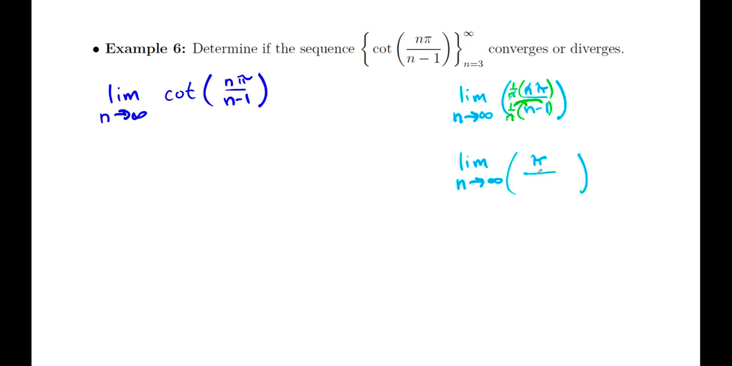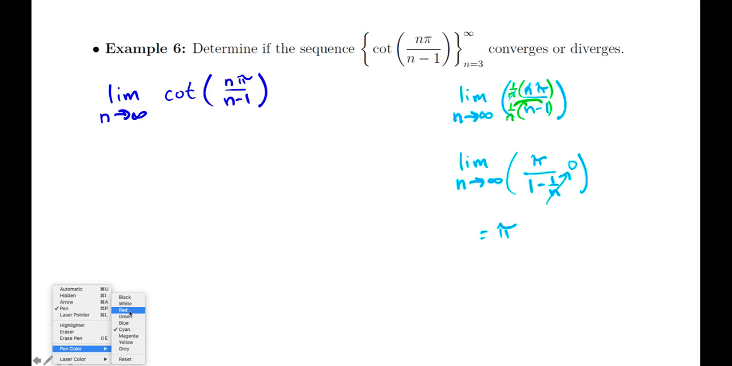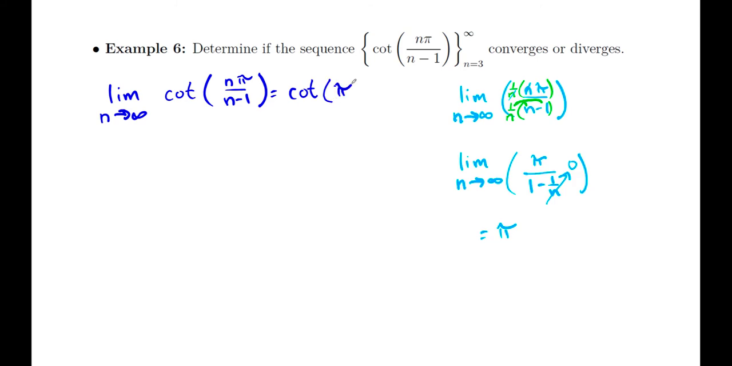1 over n times n is 1 minus 1 over n. But as n goes to infinity, this guy goes to 0, right? So in fact, this does equal pi. So I know that in the long run, what's going to happen to my actual problem here is that this is going to equal the cotangent of pi, right?